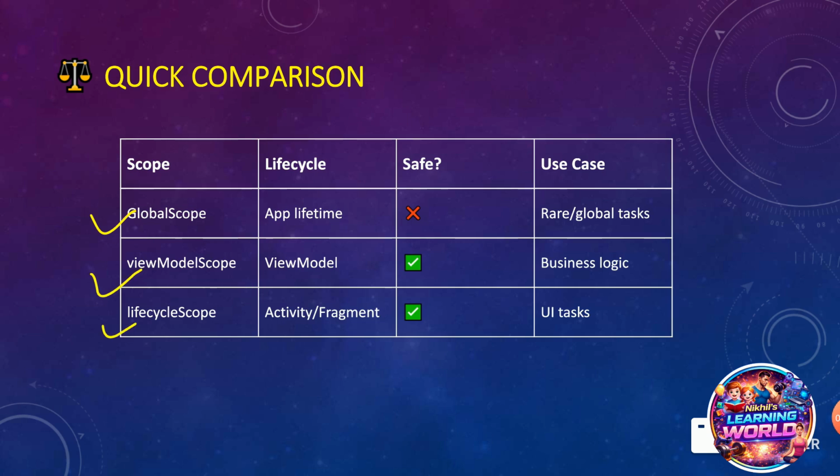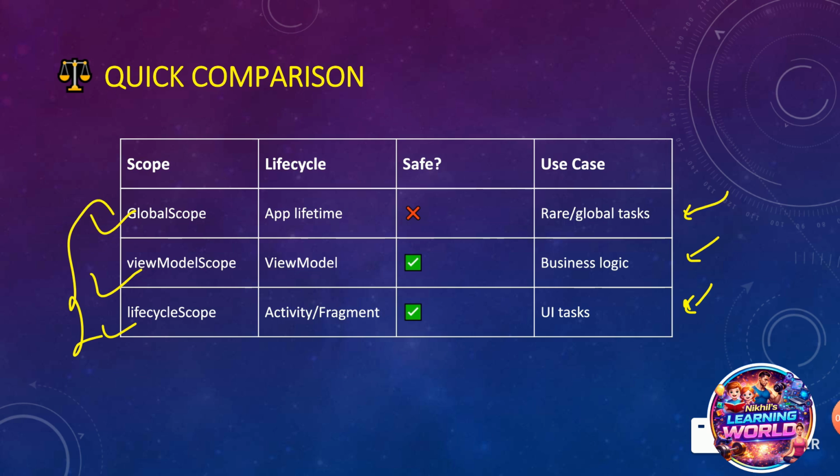Next is a quick comparison between these scopes, starting with GlobalScope. It lives for the entire application lifecycle, compared to the view model and lifecycle scope. It's used in rare cases of background tasks, and it's not automatically cancelled. It gets cancelled only when your application is closed, or a hard close happens. So that's about the GlobalScope.